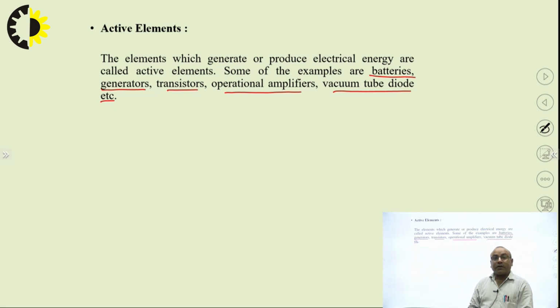So, that means electronic current is passing in the circuit, so that electrical energy is passing in the circuit with the help of this. So, that is why vacuum tube diode is also an active element.